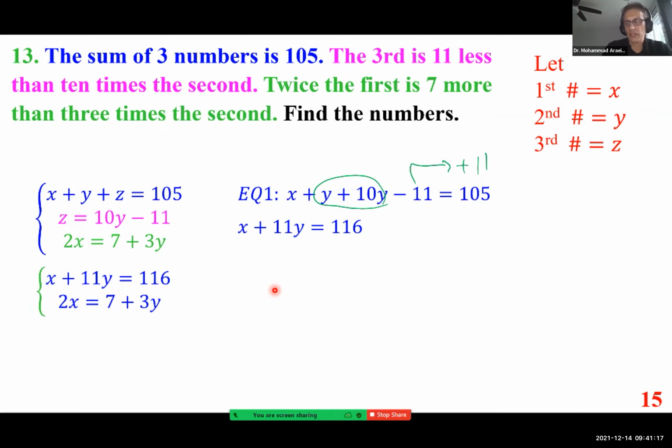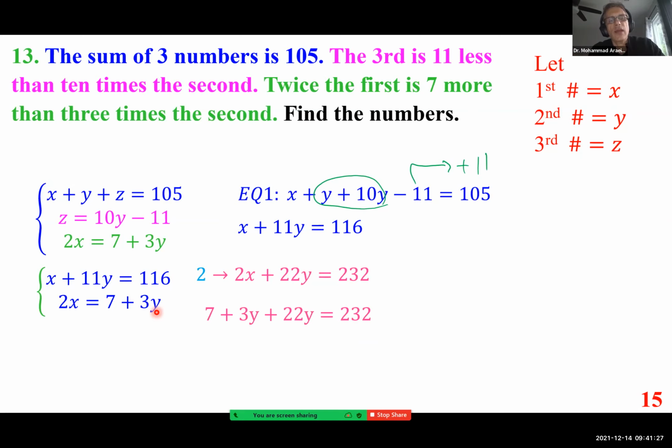So let's multiply the first one by 2. And now we can replace the 2x here with 7 plus 3y. That's a fairly fast way of handling this. Now, when we put these two together, we get 25y. We subtract the 7 from 232, we get 225.